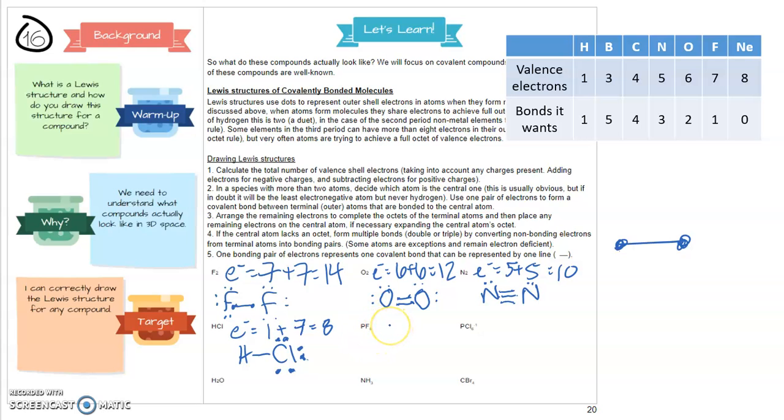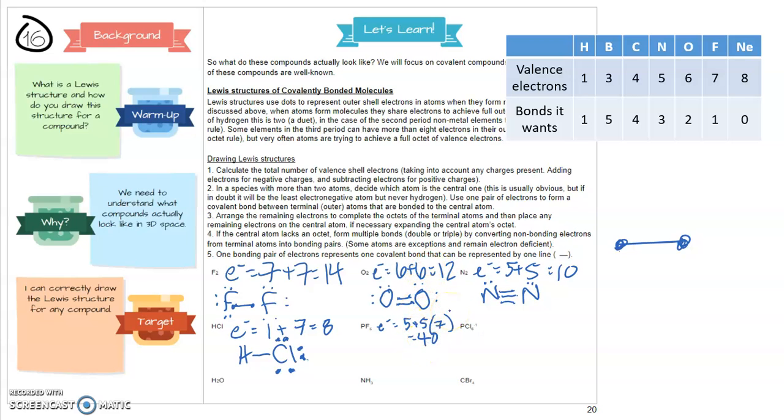It has more than 2. So we've got P and 5 Fs. For my electron count, I look at phosphorus. Phosphorus is in the same column as nitrogen, so 5, plus 5 fluorines, each one has 7. I add those all up, I get 40.